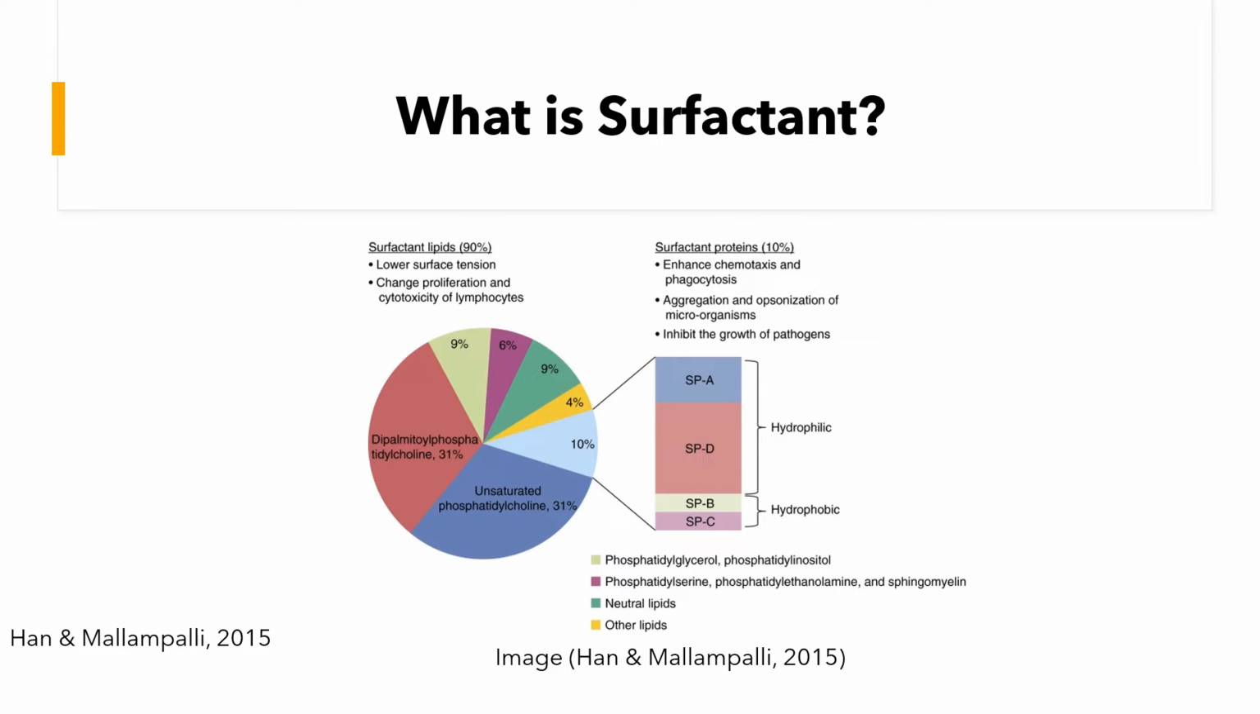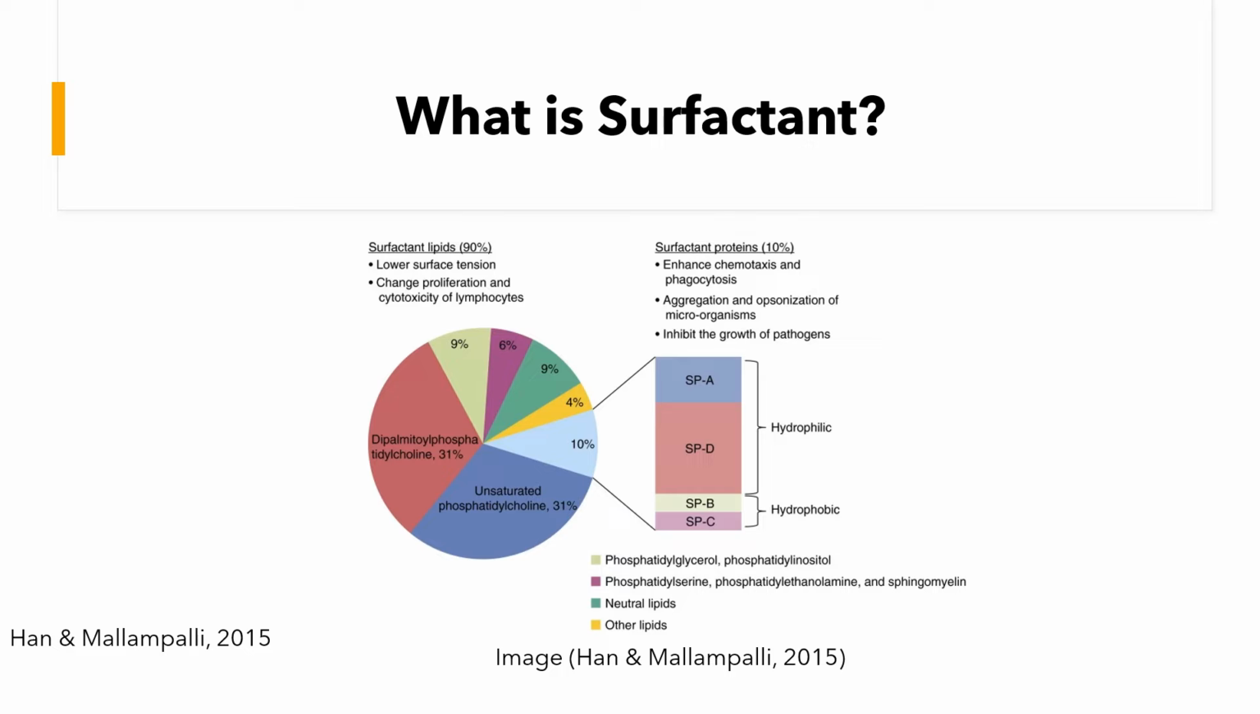But on the pie chart over here, you see this big purple colored section. I can't pronounce these names. I've tried and I've botched them very badly, so I'm not going to try again. But this substance here is the main substance in surfactant. That's the one that does most of the job.